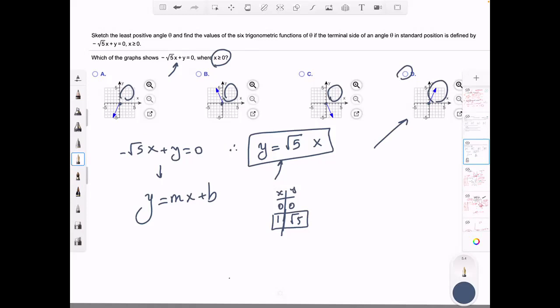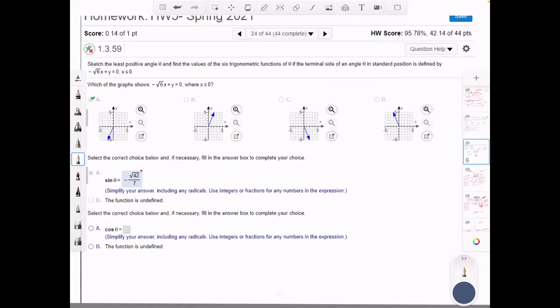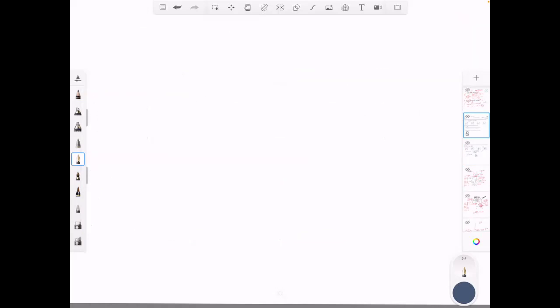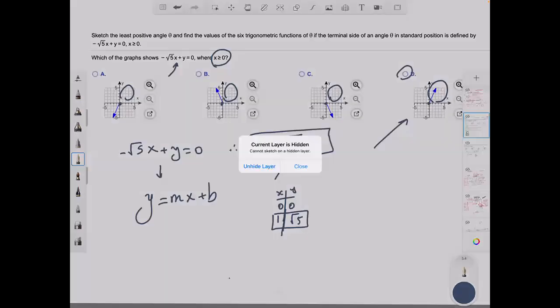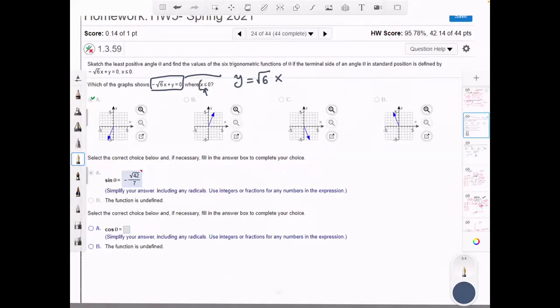Okay, so now let's go back to Yvette. So first we have a line. We make it y equal to mx plus b, which is y equal to radical 6x. Same, so it has to be first. Oh, they said x is less than 0. What we had, x is greater than 0, so we were correct. It's very important. They said x is less than 0.